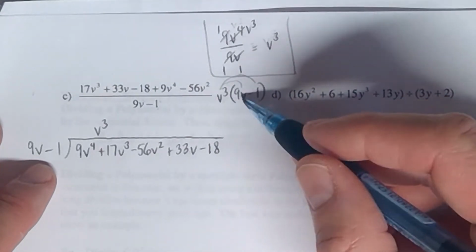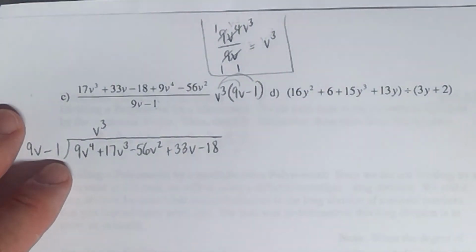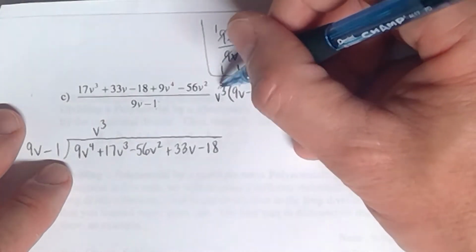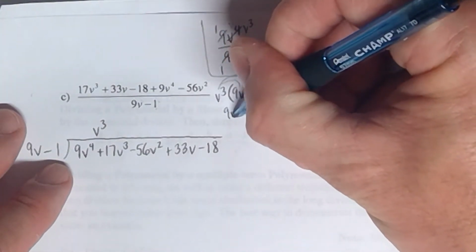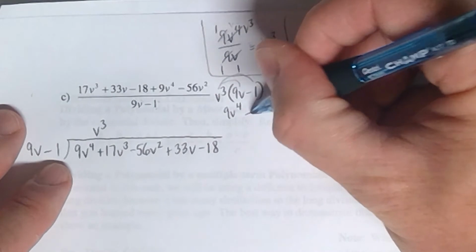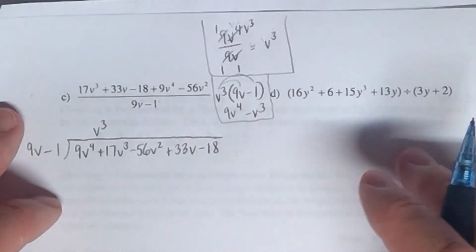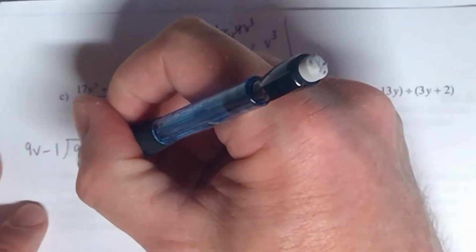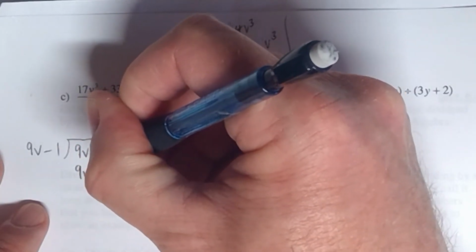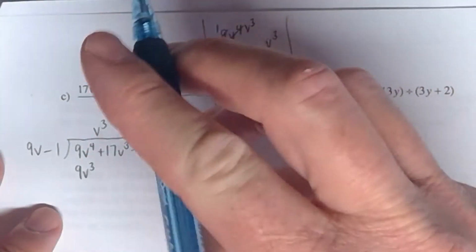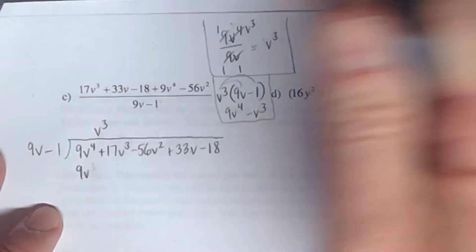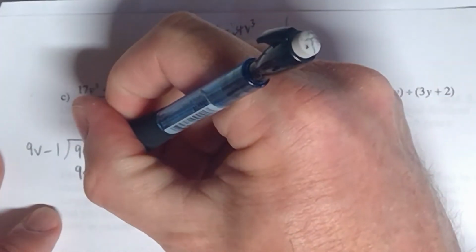Because when you have a term times a bracket, you got to distribute to each term on the inside, don't you? You get what? You get 9v to the fourth minus v to the third. So here's what you do. You take that, just like we did in the other long division problem, and you put it underneath. Whatever you get when you multiply, you put it underneath. Let me fix that right there. That's v to the fourth.